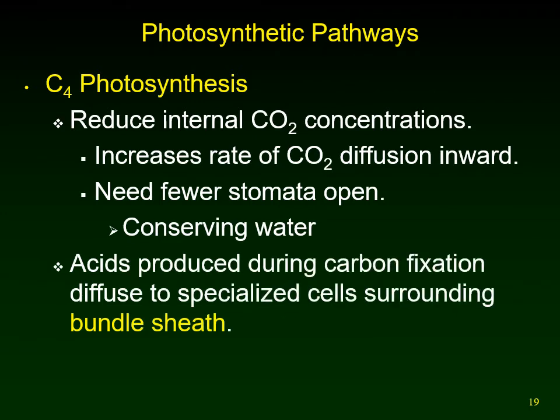So what it will do, it'll take that carbon dioxide, it produces an acid, and that acid moves into cells that are around the veins, the xylem and phloem, in the center of the leaf, and then it can release that carbon dioxide again there, and then when it releases it, it just goes through regular photosynthesis from that point on.